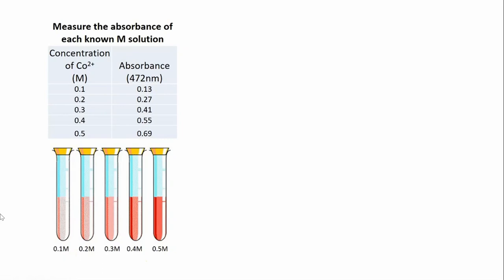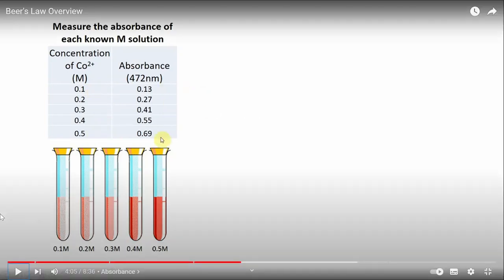The way to think about this is actually color. 472 nanometers falls in the visible range, and it's actually some green light. So I'm passing green light through these red solutions. What I hope you notice is that as my concentration increases, my absorbance also increases. Why did they choose green light to go through the red solution? Yeah, green and red are opposite one another. So if it looks red, it's because red light is passing through and the green light is being absorbed.